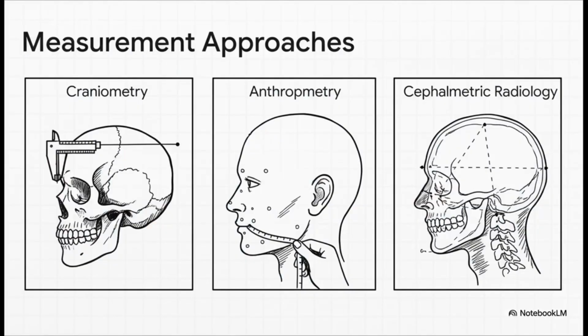And here are the three classic ways we get that data. Craniometry, that's taking super precise measurements on dry skulls. Great info, but it's always going to be a cross-sectional snapshot. Then you have anthropometry, which is measuring landmarks on living people, so you can do that longitudinally. And finally, cephalometric radiology, which kind of gives us the best of both worlds. We can measure the actual bones on a living person over time.